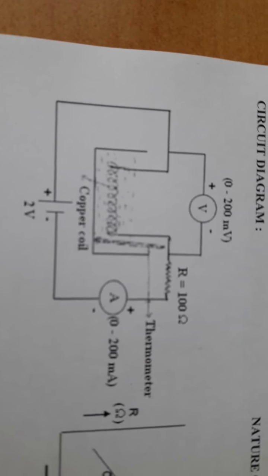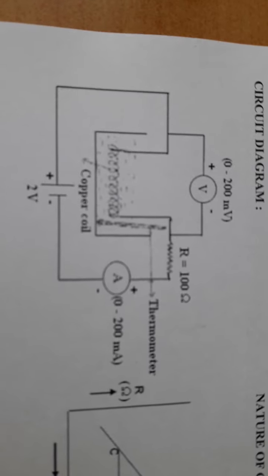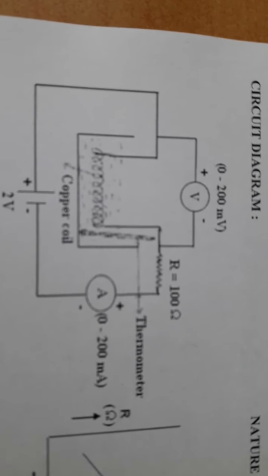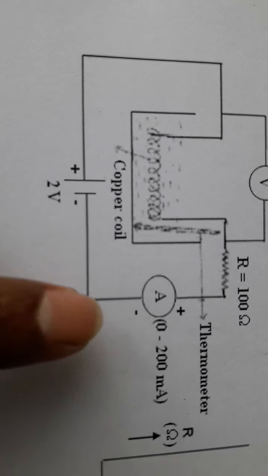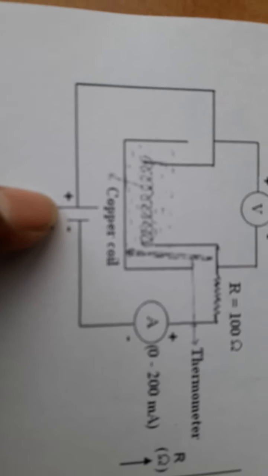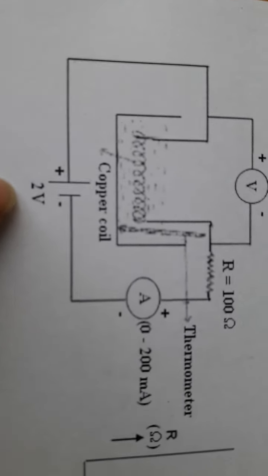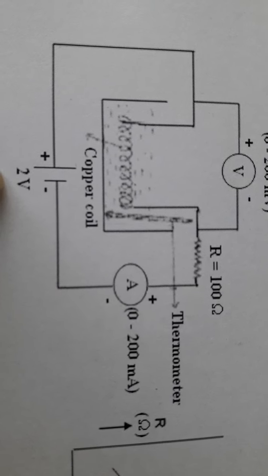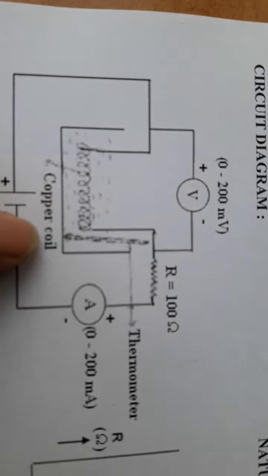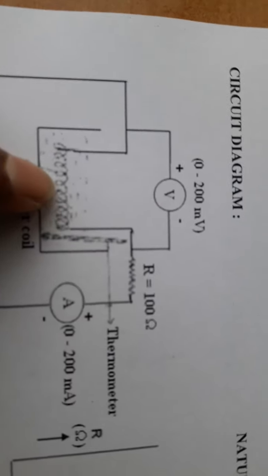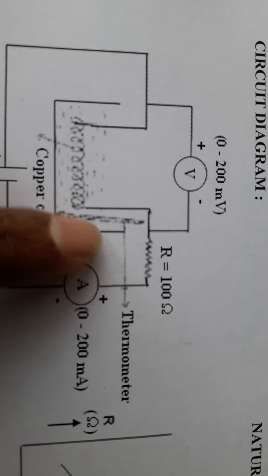See, this is the circuit diagram for Fermi energy. In the circuit diagram, this is the symbol for a battery. It means that we are using one battery, with a value of 2 volts. Here this is a beaker, and in the beaker we are putting copper wire. This is a thermometer.